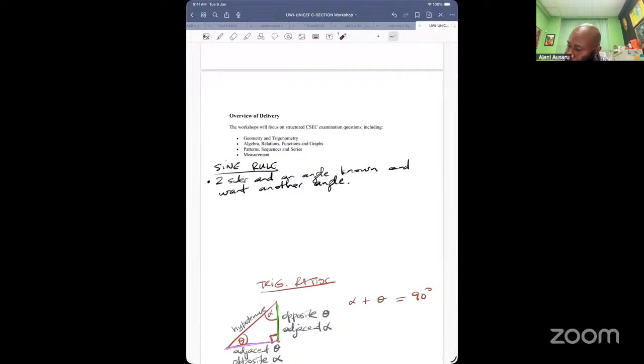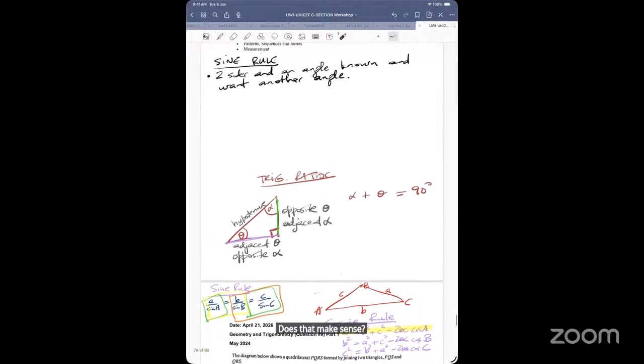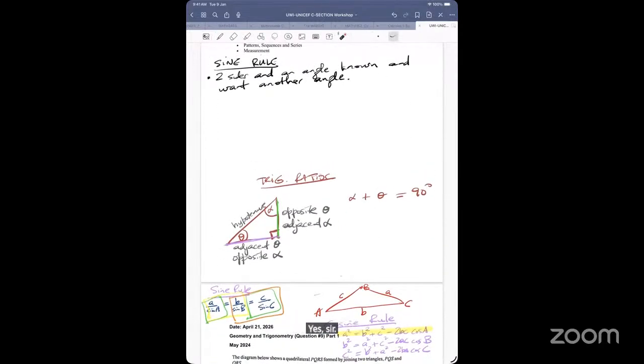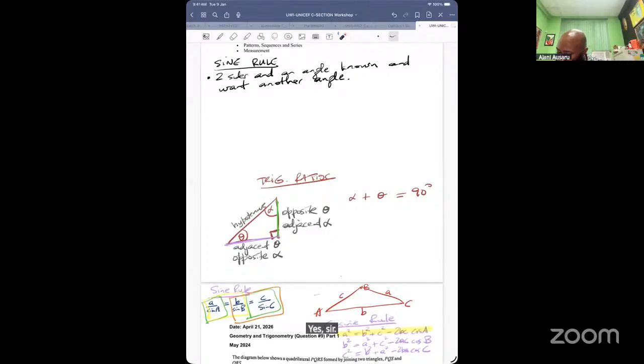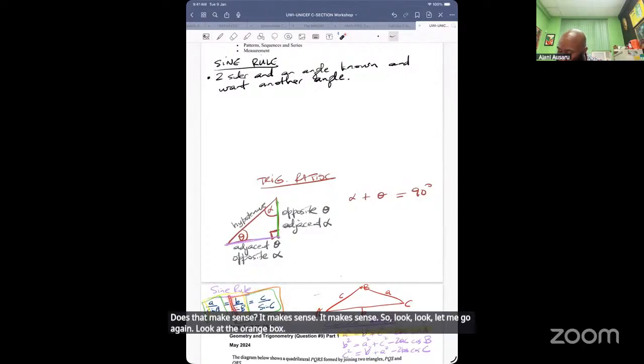Does that make sense? Yes, sir. Now look, let me go again. Look at the orange box, right?